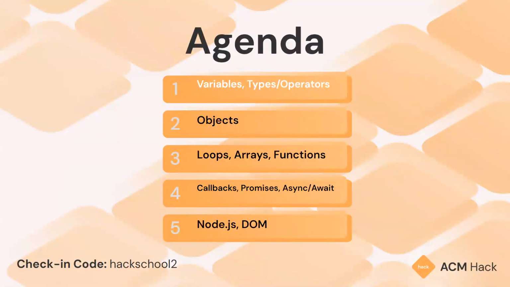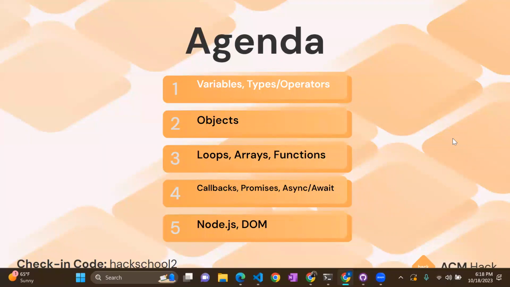Okay. So going on to the topic for today, we're covering JavaScript. So we'll start off with variables, types, and operators. Then talk about objects, then loops, arrays, functions, then callbacks, promises, async, await, Node.js, and DOM. You'll learn what everything is pretty soon.